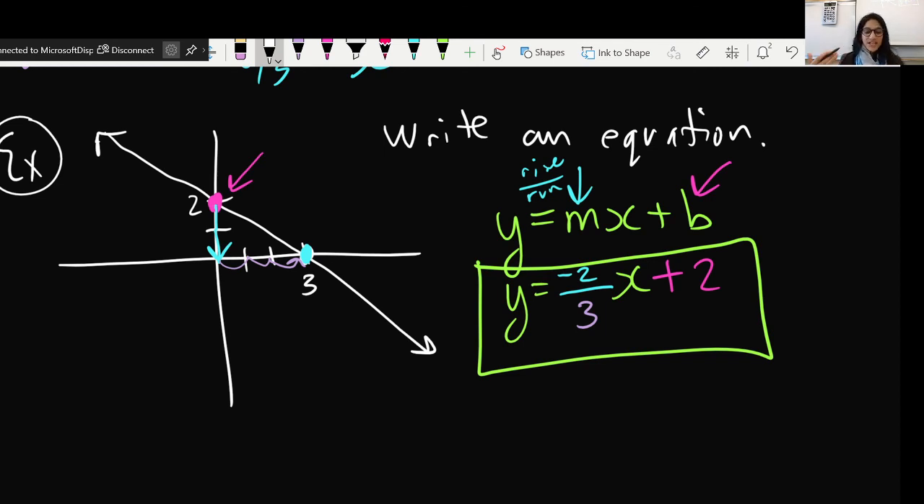So we sort of did the opposite of what we had been doing, where we went backwards. We worked backwards to figure out what we would get here.